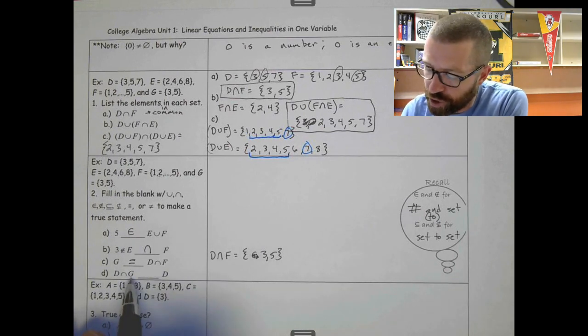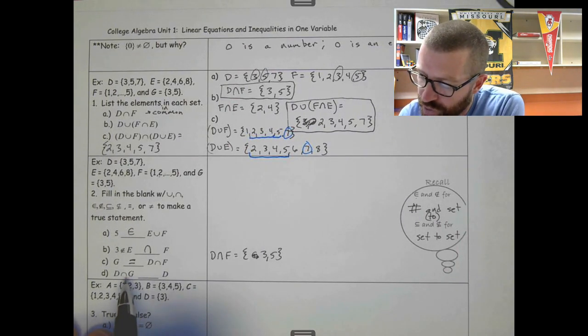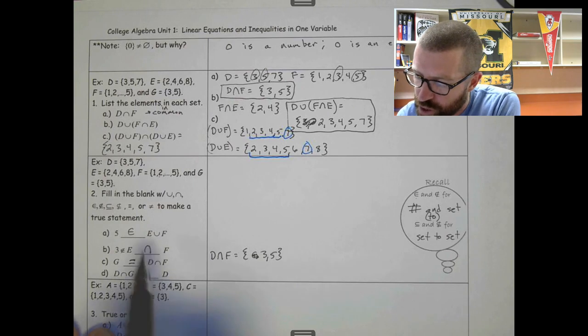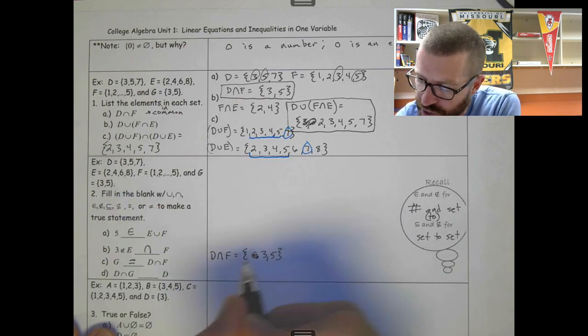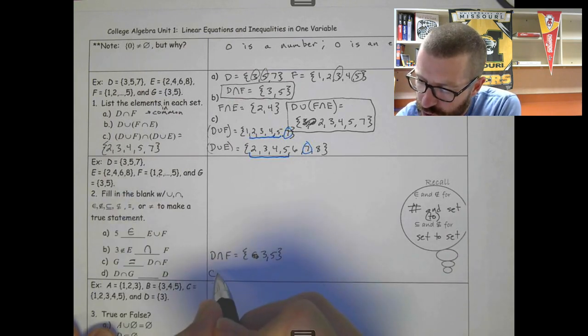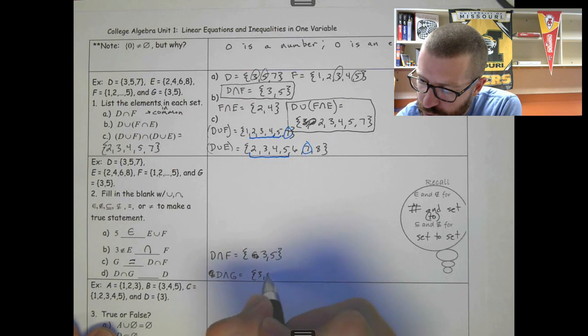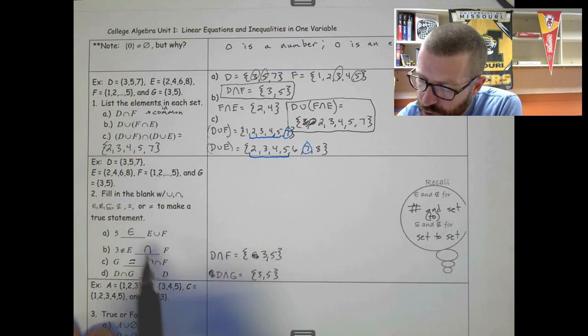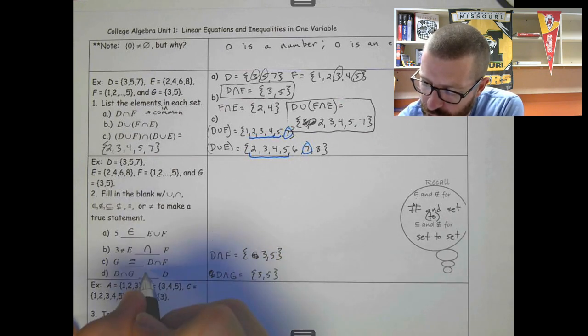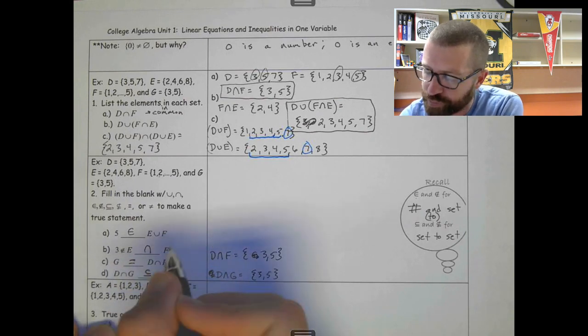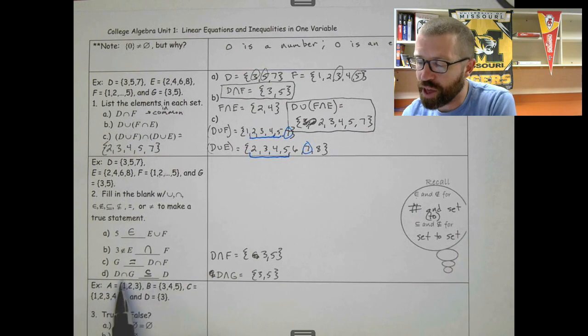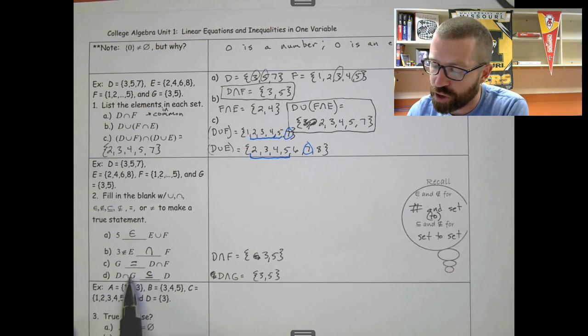And then D intersect G, what they have in common, how's that compared to D? So that's just 3 and 5 again. And then this is a subset of D. And you could know that because if it is the intersection with D, then it's going to be a subset of D here.